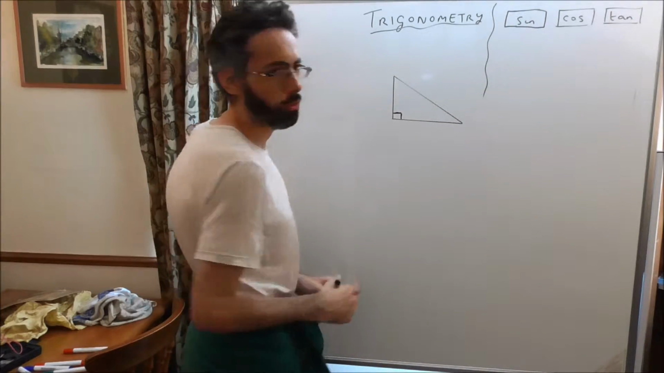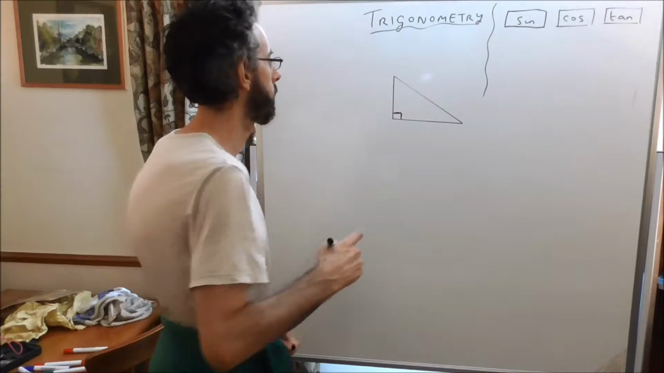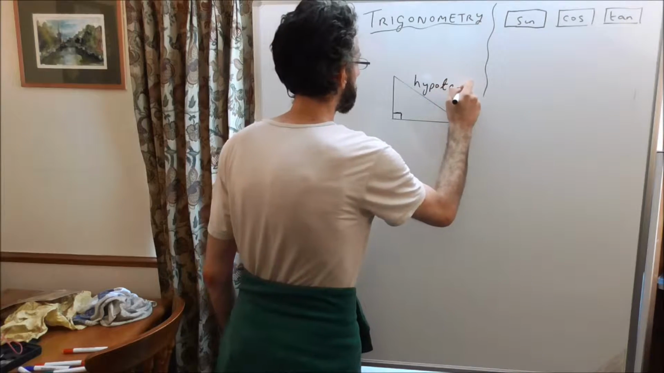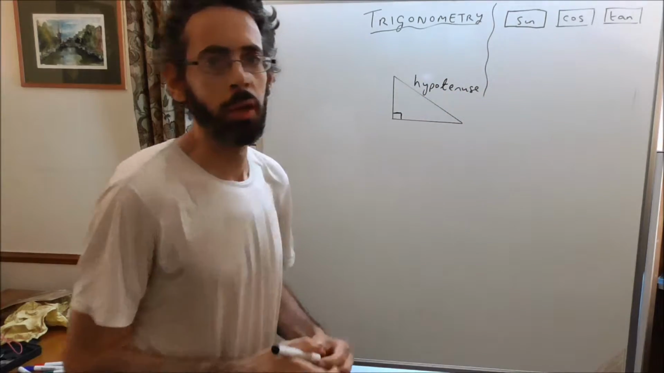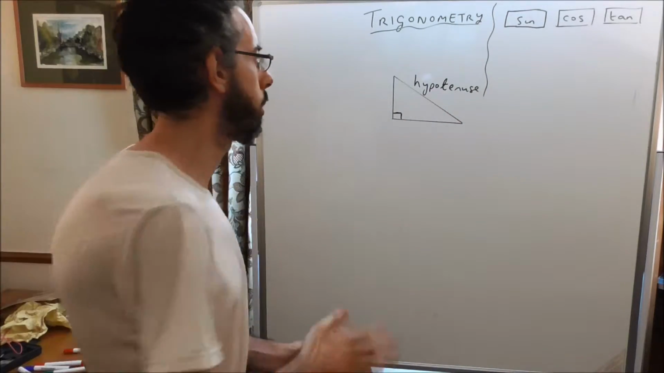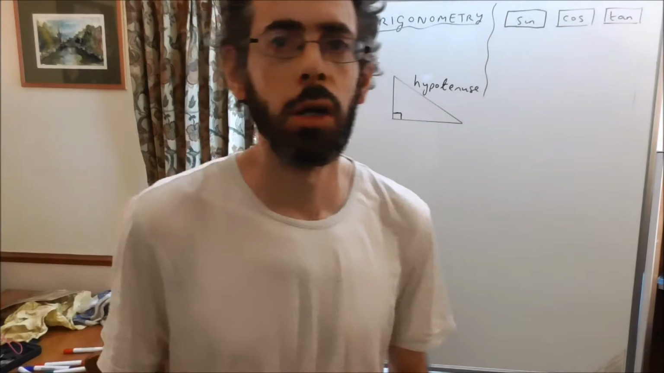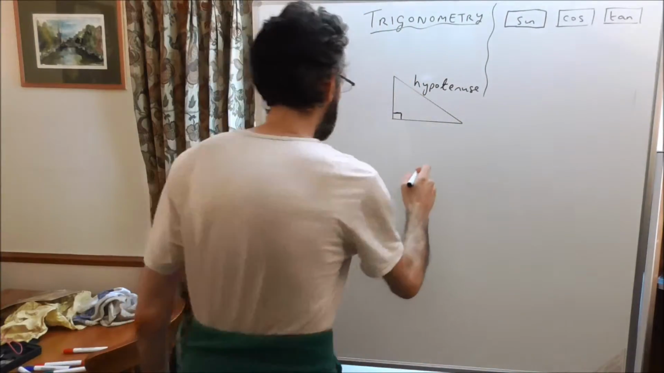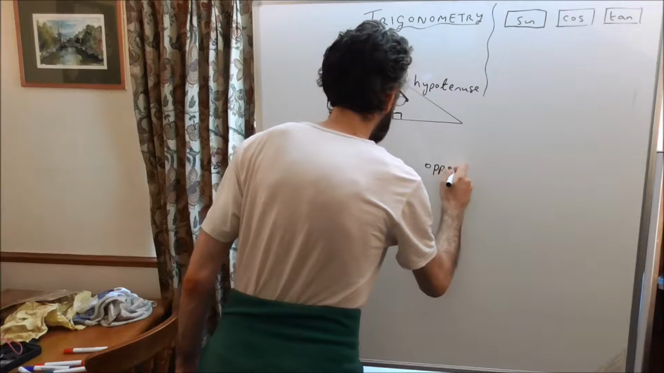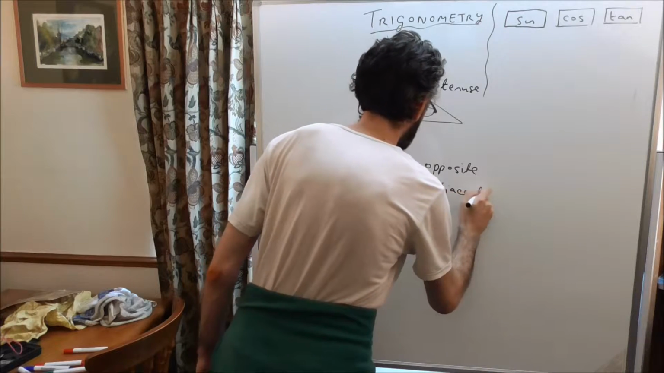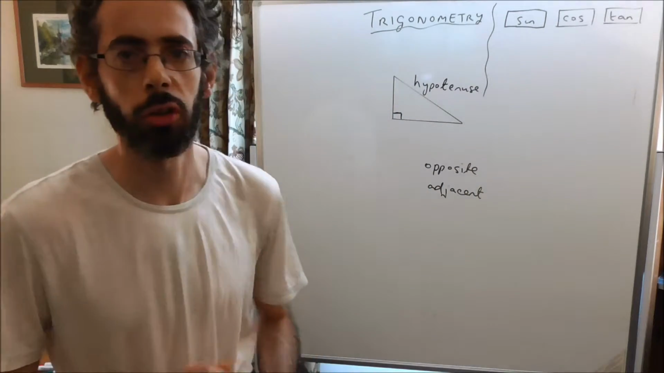So the longest side of a right-angled triangle, you may know this already, is called the hypotenuse. So this is the longest side, so it's the hypotenuse. And if you're unsure which side is the longest side in a right-angled triangle, it's always the side opposite the right angle. So this is the longest side, the hypotenuse. The names of the two other sides are opposite and adjacent. Adjacent just means next to. So opposite and adjacent are the names of the two shorter sides.